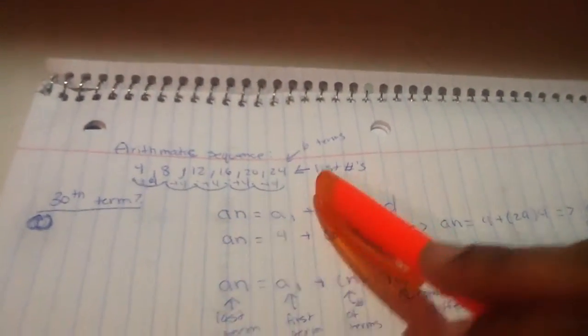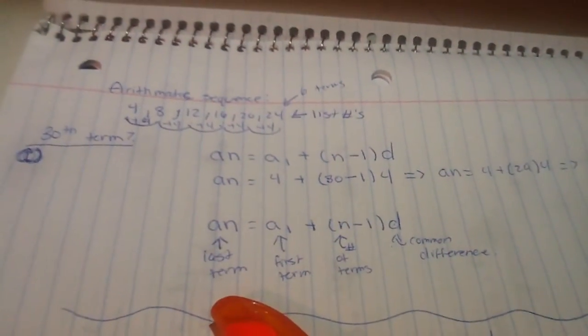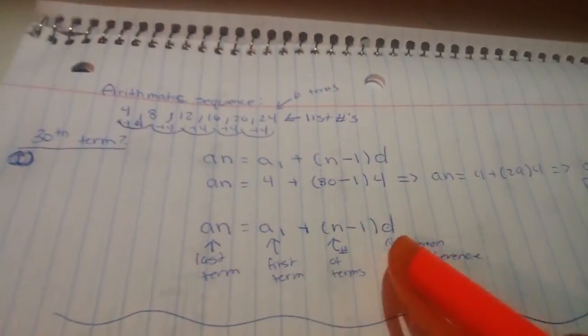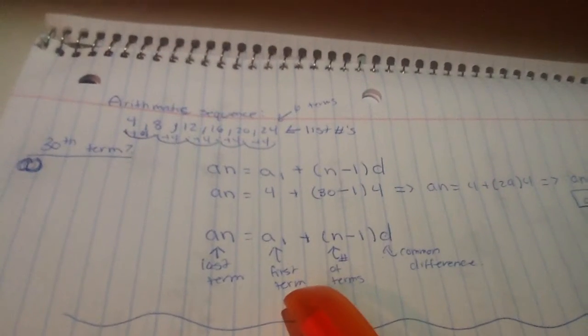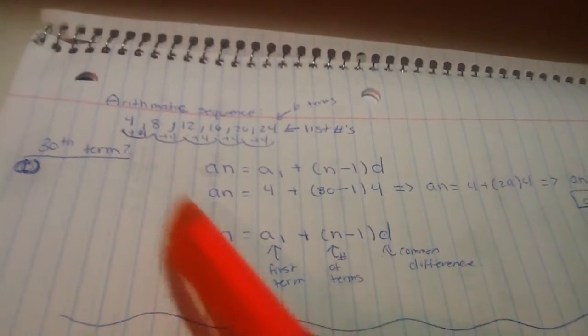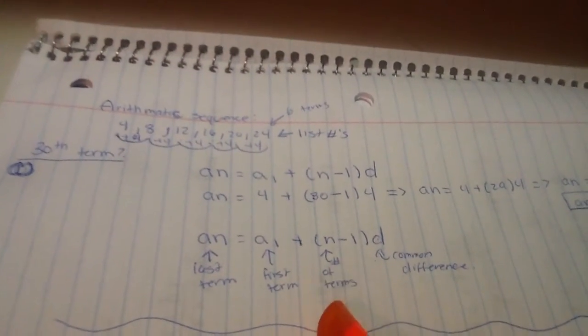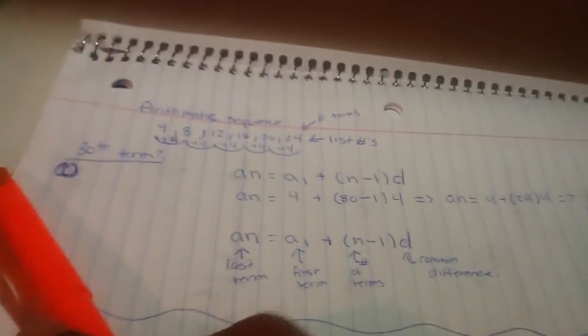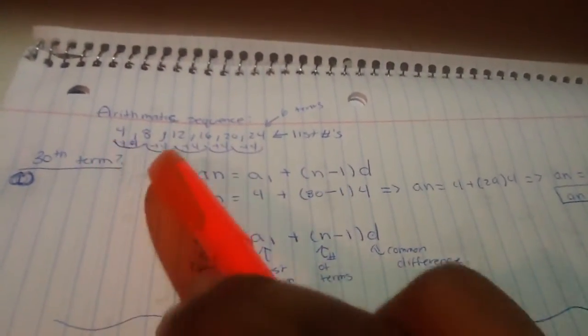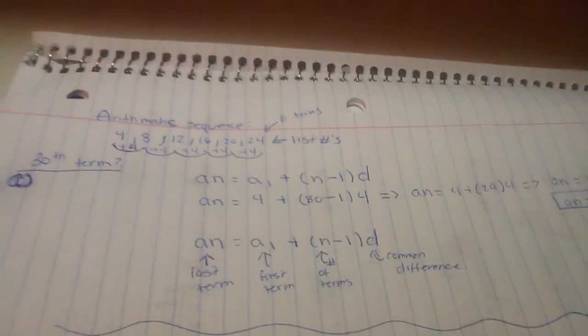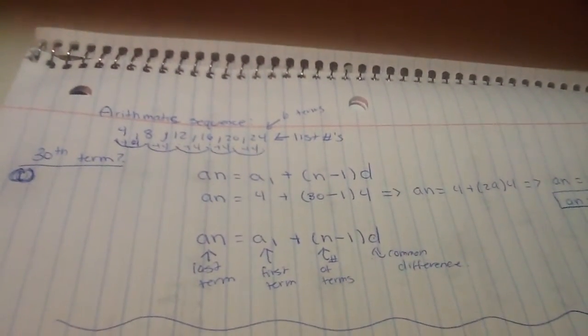And before we start plugging numbers, I want to discuss what they are. So your AN is your last term, the one you're looking for, the one that you're solving for, which is your 30th term, because in total there's 30 terms. A1 is your first term, which is going to be your 4. Your N is going to be your number of terms, which I just said is 30. And your common difference is what is added to each number, which is going to be a positive 4.